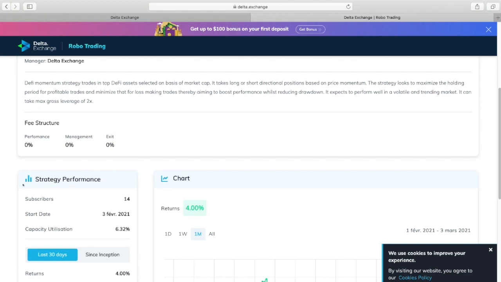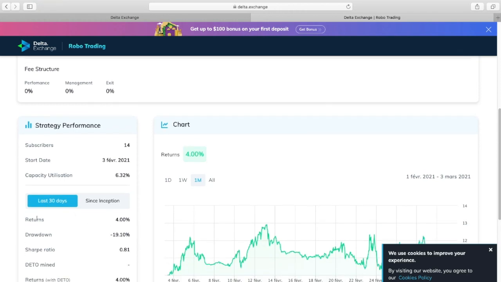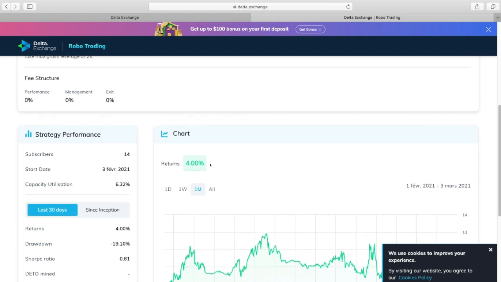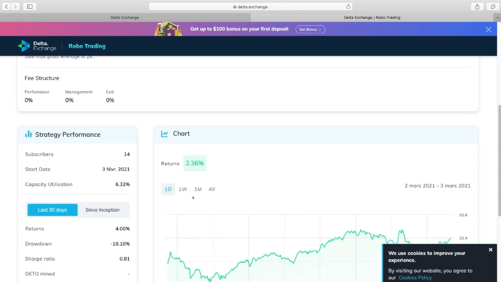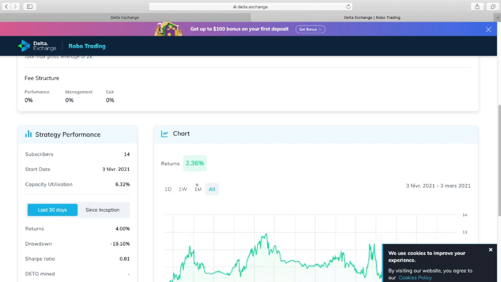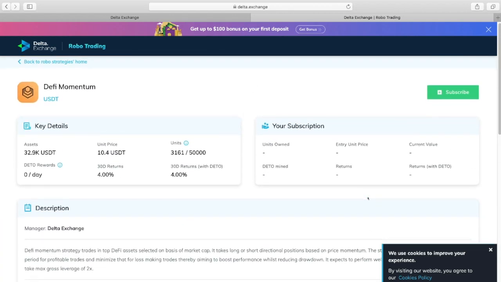So this is the strategy and performance, how much money you will get in the days you trade on robot trading. Returns are 4% over the last 30 days. We have drawdown, Sharpe ratio, and the returns. So this is 4% gain in 1 month. Like we see here, for 1 week we have 1.98, for 1 day plus 2.36, and for all time we have 2.36, like we see here. So it's a very good thing to trade your money with Delta Exchange with this robot trading strategy.